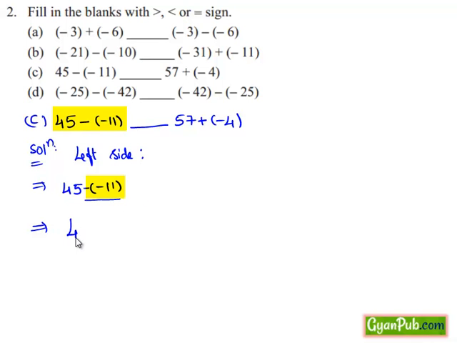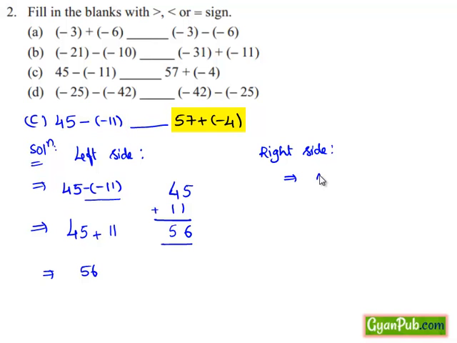So we can add 45 with 11. Then the sum of 45 and 11 is 5 plus 1 is 6, 4 plus 1 is 5. We get 56 on the left hand side. Coming to the right side of this equation, we have 47 plus minus 4. Here we have one positive integer 47 and one negative integer minus 4. When we are adding one positive integer and one negative integer, we should subtract them, but answer will take sign of the bigger integer.